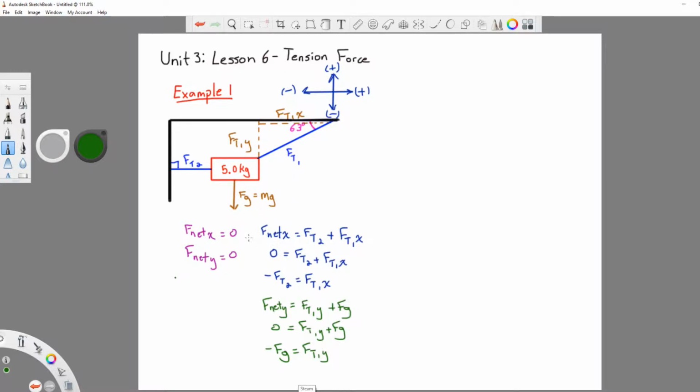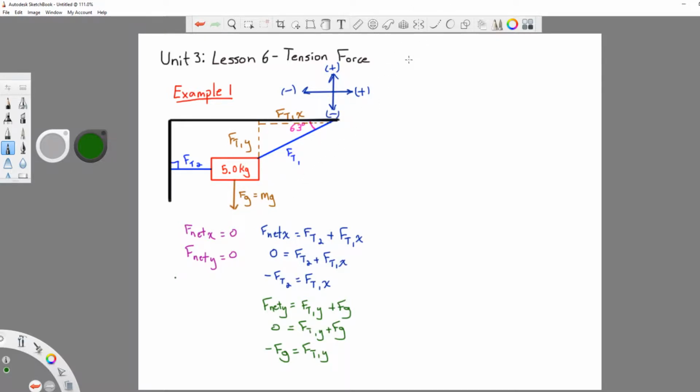Okay, with that said, let's find Ft1y and Ft1x. Because if we find Ft1y, we will be finding it using force of gravity. Then using that, we can use, what's this going to be, sine rule to find Ft1x. No, sorry, tan rule to find Ft1x, sine rule to find Ft1. So I hope I wrote small enough here. It's going to be a little tight for space maybe. Okay, so we now know that in the y direction, Ft1y is equal to force of gravity.